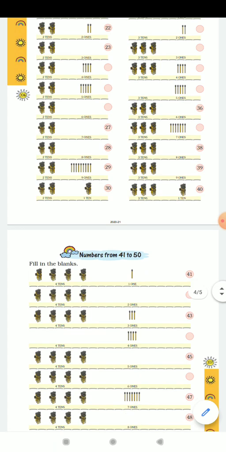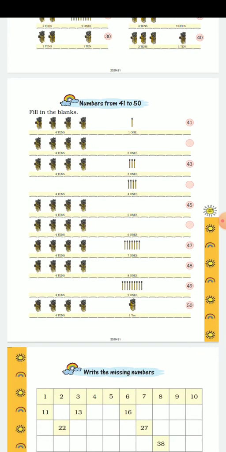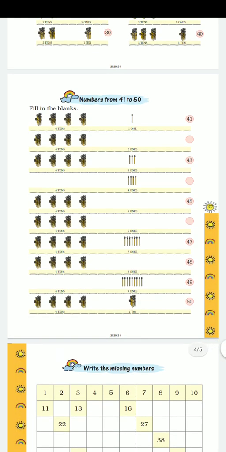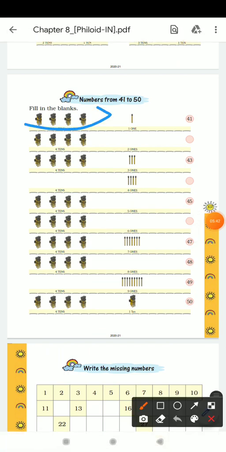After that, here we have counting from number 41 to 50. Here there are 4 bundles and 1 matchstick. It is the same as the previous page. That is, you have to count first the bundles and then the given matchsticks. Okay. Now in the next line, 4 bundles are there and no matchsticks, so you have to draw 2 matchsticks. It becomes 42.